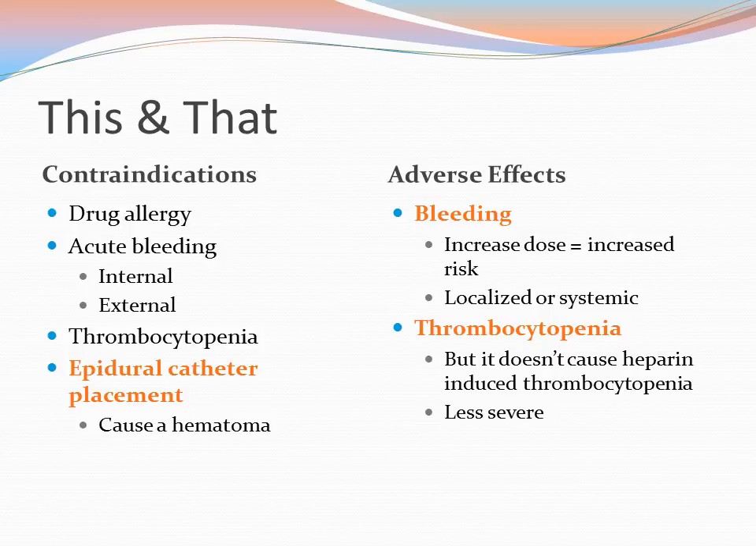External bleeding would be if they were in an accident, they've got a huge gash to their arm, and that gash is actively bleeding. Now, once the scab is formed and that's clotted off and stopped bleeding, then we can start the anticoagulation therapy. It's just until that stops bleeding, we don't start it. Thrombocytopenia, and then the other unique one to Lovenox is the epidural catheter placement.